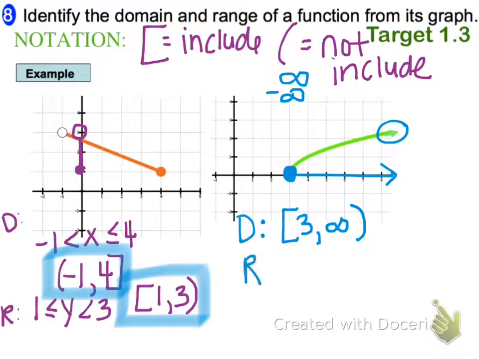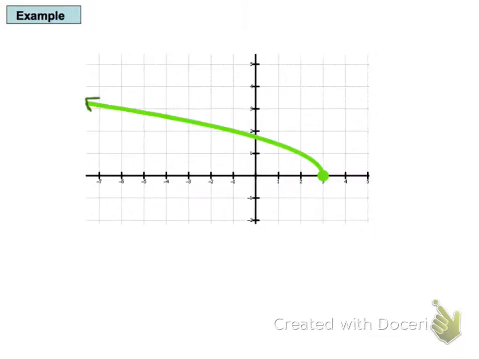Now for the range, our possible y values, it looks like we're starting at 0, and this graph is slowly increasing forever and ever and ever, so we'll be going up forever. So our range would be 0, including 0, to infinity, with a bracket or parentheses. All right, why don't you pause your video and give this one a try and see how you do, and then you can check your answer.